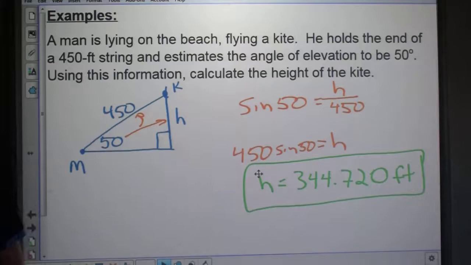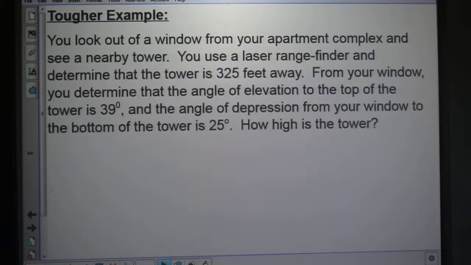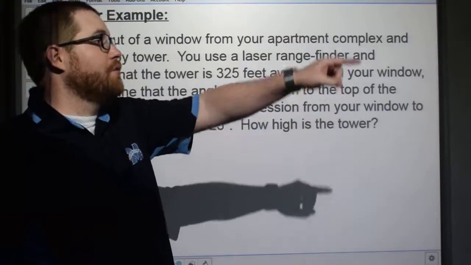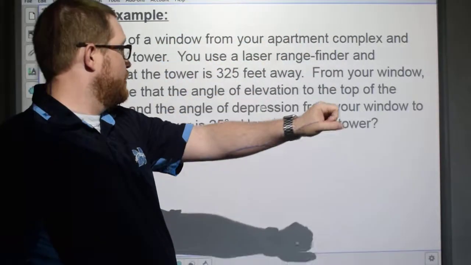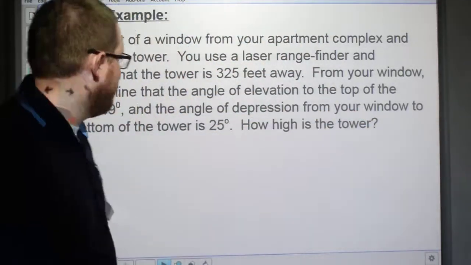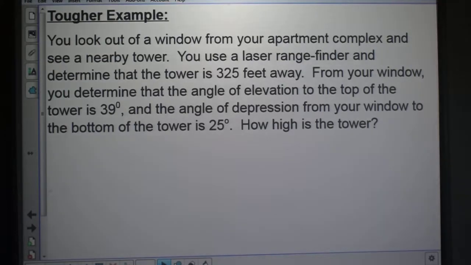Now let's try one more example, but it's going to be a really hard one. You look out of a window from your apartment complex and you see a nearby tower. You use a laser rangefinder to determine the tower is 325 feet away from your window, so obviously you're not on the ground. You determine that the angle of elevation to the top of the tower is 39 degrees, so you think I'm looking up and it's 39. Depression to the bottom of the tower is 25 degrees. How high is the tower?